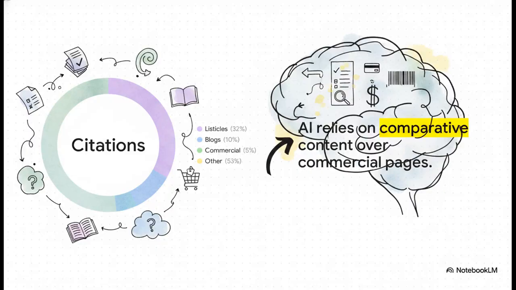But it's not just about links. Format matters tremendously. When looking at a massive analysis of 177 million sources, it becomes incredibly clear what AI prefers. Comparative listicles make up nearly a third, 32.5% of all AI citations. Blogs and opinion pieces sit at around 10%. But pure commercial product pages, less than 5%. That's wild, right? AI strongly prefers content that compares, ranks, or explains, way over purely commercial content that just tries to sell you something.